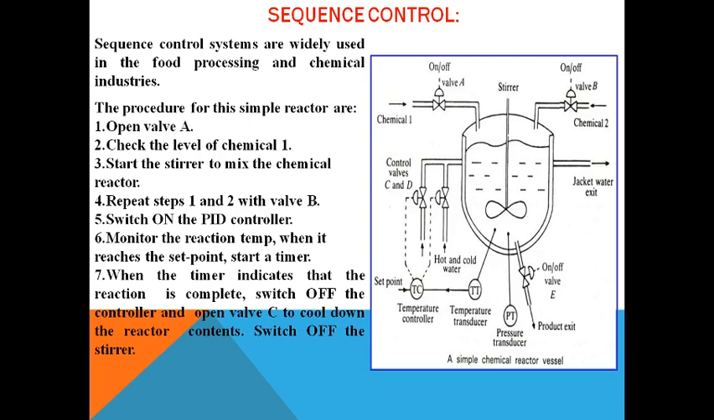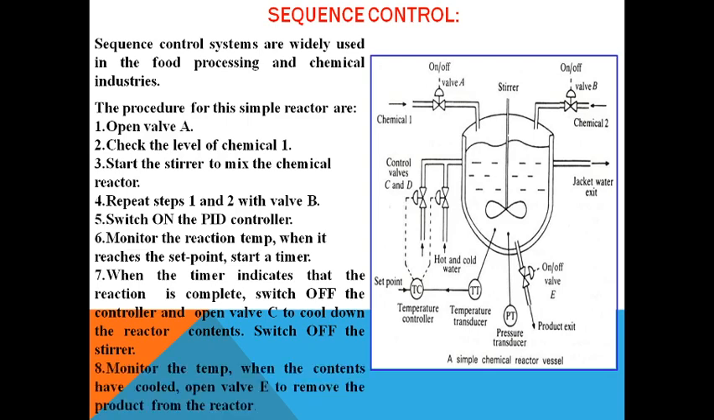So it is known as the sequence control. It is a very popular method in the computer control system. Then second, we can monitor the temperature when the contents have cooled enough to remove the product from the reactor. It means this is the complete diagram and complete process, and we have to convert it into the programming way.